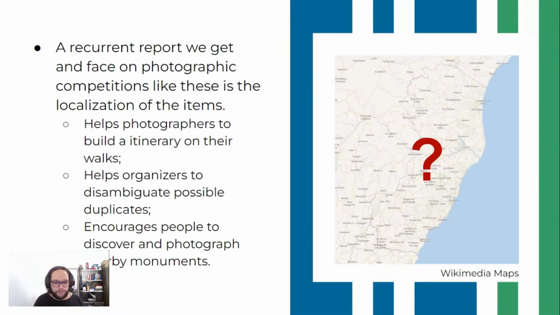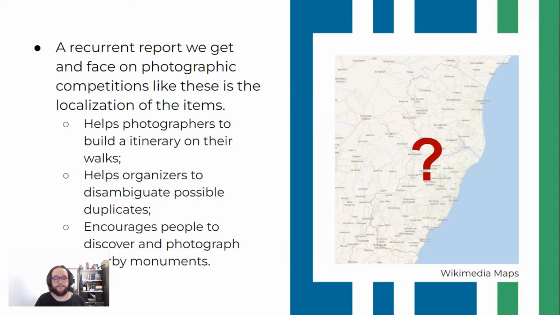And this is an issue. The lack of geographic coordinates is an issue for these specific photographic competitions. It is a report that we receive, and it's a problem that we face in these competitions regularly. We receive reports of users not finding their monuments on the lists because the list is too big or the list doesn't have the coordinates. We don't have a system to show where the monuments are on the map.